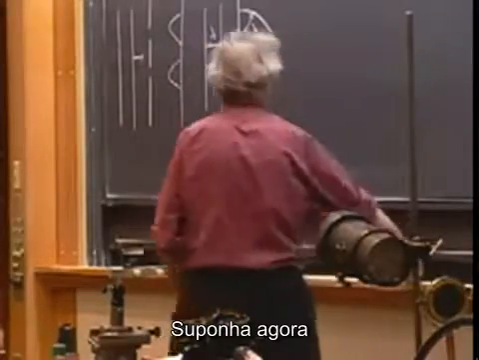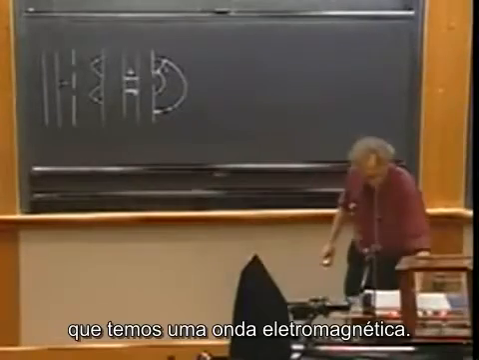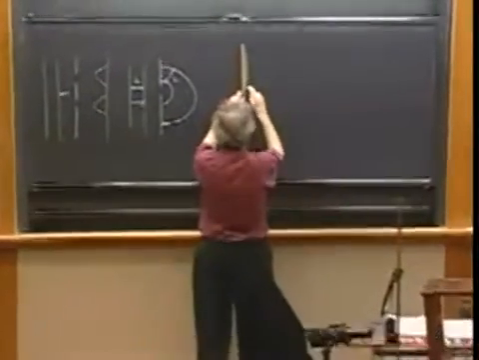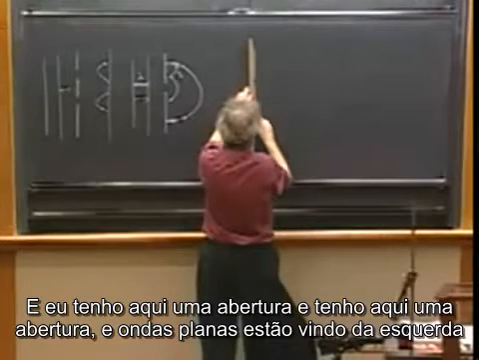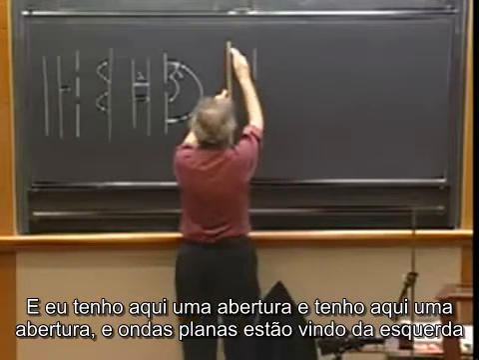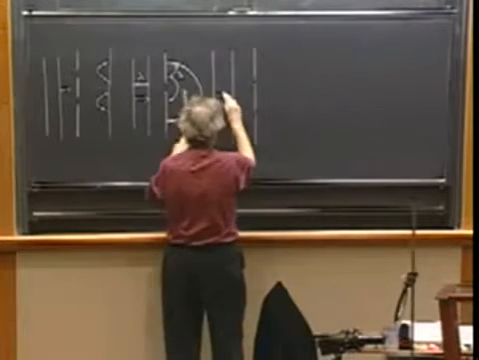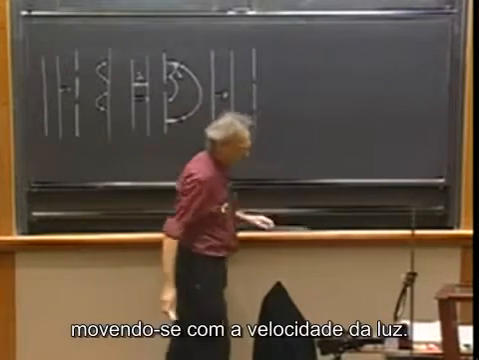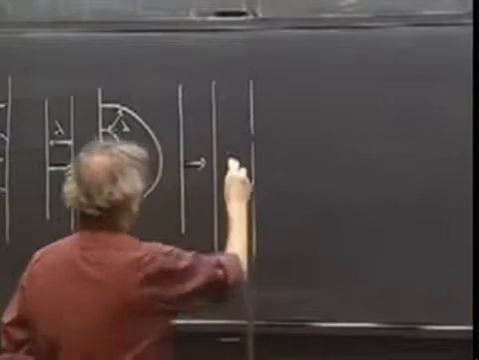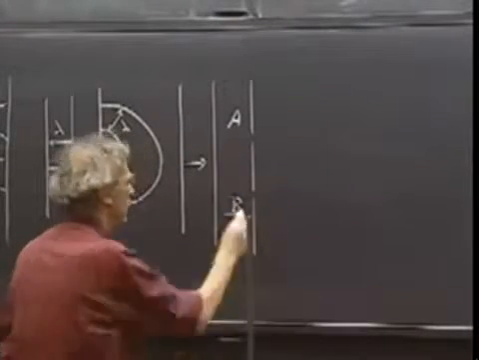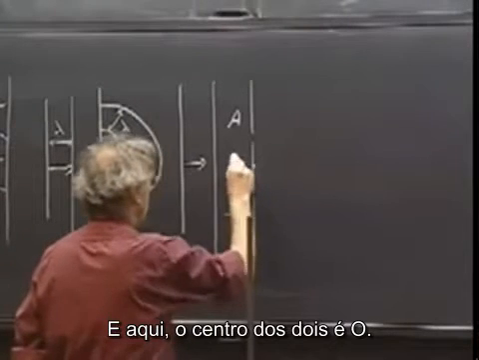Suppose now we have an electromagnetic wave. I'm particularly thinking of light. And I have here an opening, and I have here an opening, and plane waves are coming in from the left, moving with the speed of light. And that this opening be A, and that this opening be B. And here the center of the two is O.